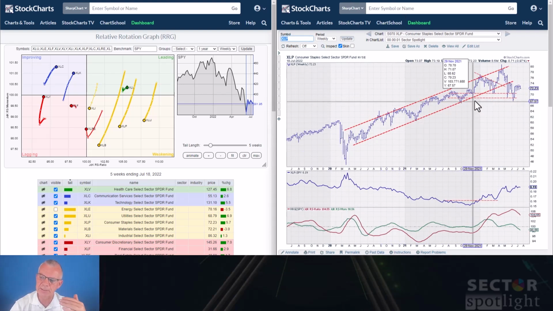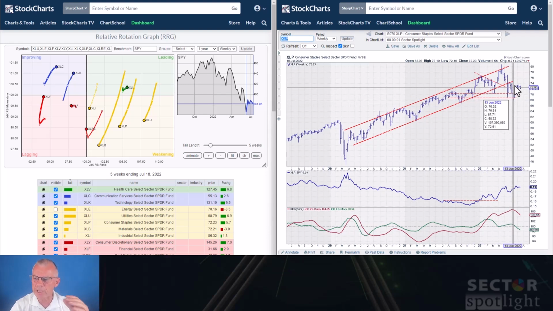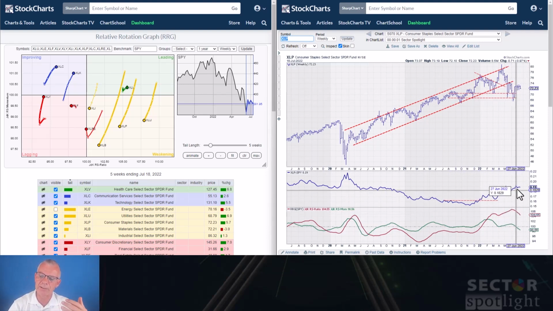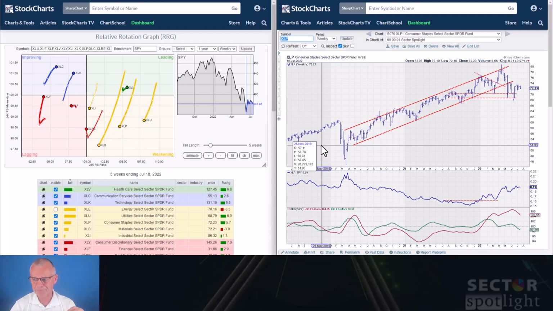Staples is moving sideways, putting in a lower high. Look at the relative strength, that's still at very high levels. The RS momentum line is starting to push the RS ratio lower. It's still a very high reading on the RS ratio scale. But again, we need to keep an open mind on what's potentially coming towards us.